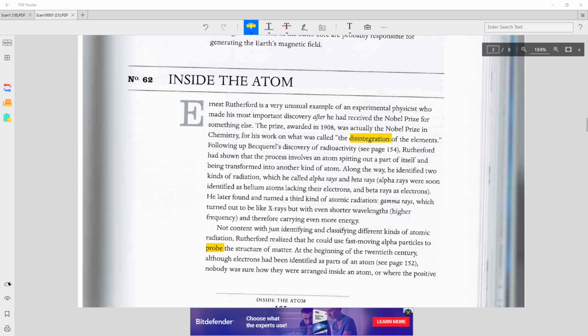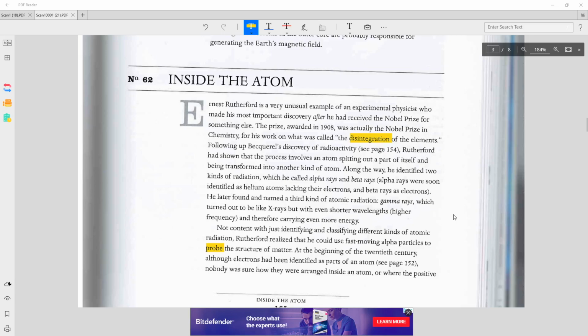Following up Becquerel's discovery of radioactivity, Rutherford had shown that the process involves an atom splitting out a part of itself and being transformed into another kind of atom. Along the way, he identified two kinds of radiation, which he called alpha rays and beta rays. Alpha rays were soon identified as helium atoms lacking their electrons, and beta rays as electrons.